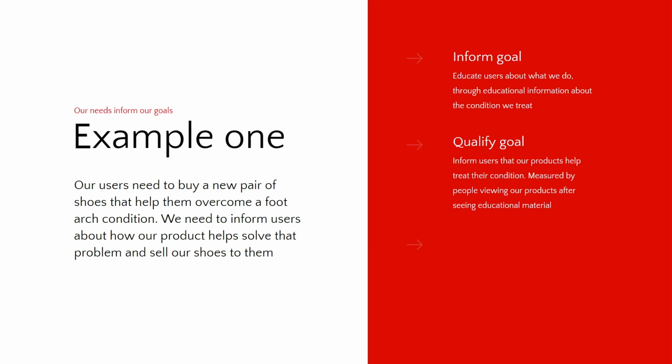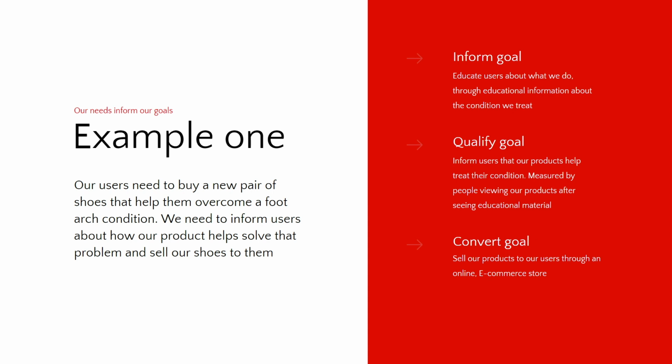We want them to say, yes, off of this, I want to find out more, or I want to look at this product. So we can put a qualification in goals. When we inform users that our products help their condition, they click through and they view our product after seeing that material. And then lastly, we want them to convert. So let's put a goal around once they have looked at our information, once they've clicked on the product, they buy that product. So, this is a really good example of how our needs inform our goals, and how you can kind of see how this creates that momentum.